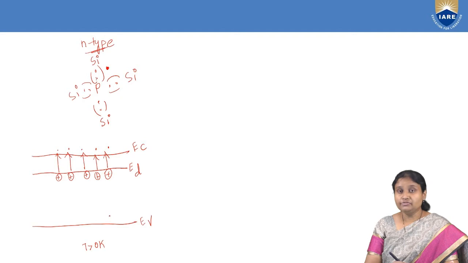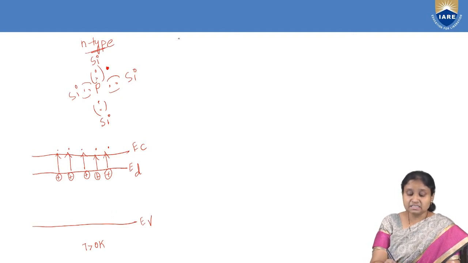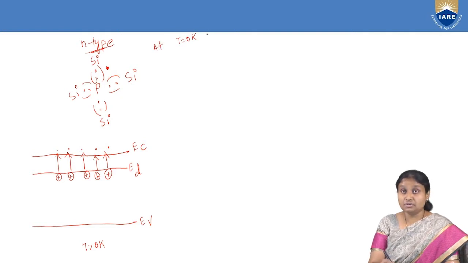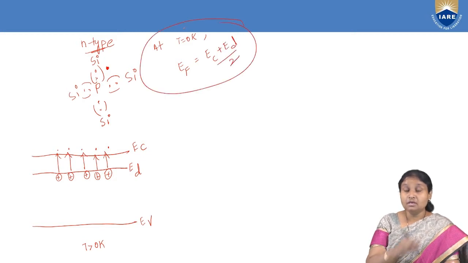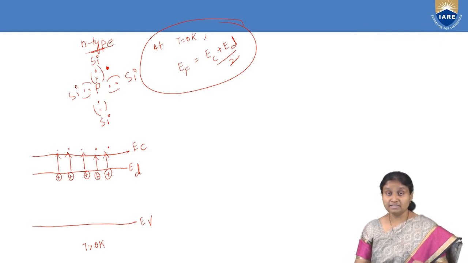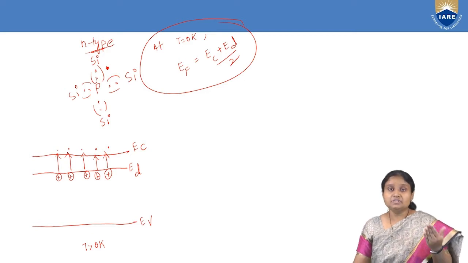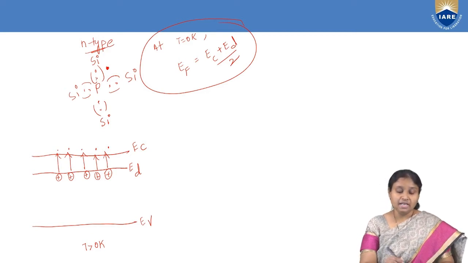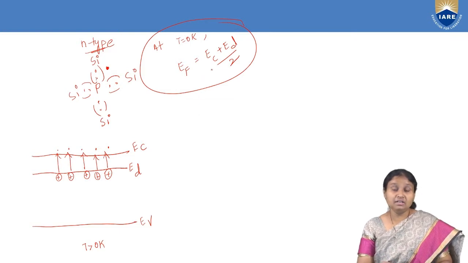So here we are going to get our charge carriers, without any holes in the valence band. Now talking about the Fermi level, at T equal to 0 Kelvin, in case of N-type semiconductors, where is our Fermi level? It is exactly in the middle of the conduction band and the donor energy level. Whereas in P-type semiconductor, we have seen that the Fermi level is exactly in the middle of the valence band and the acceptor energy level, which is closer to the valence band. But in case of N-type semiconductors, it is in the middle of the conduction band and the donor energy level, which is closer to the conduction band.